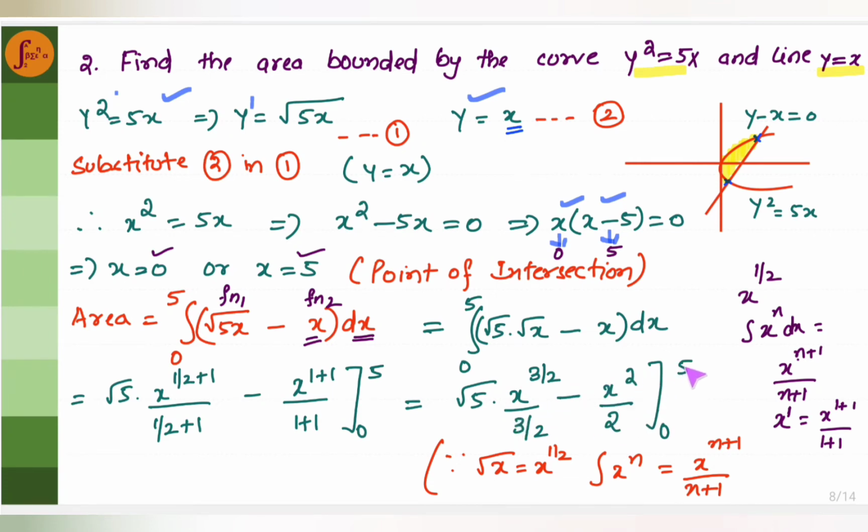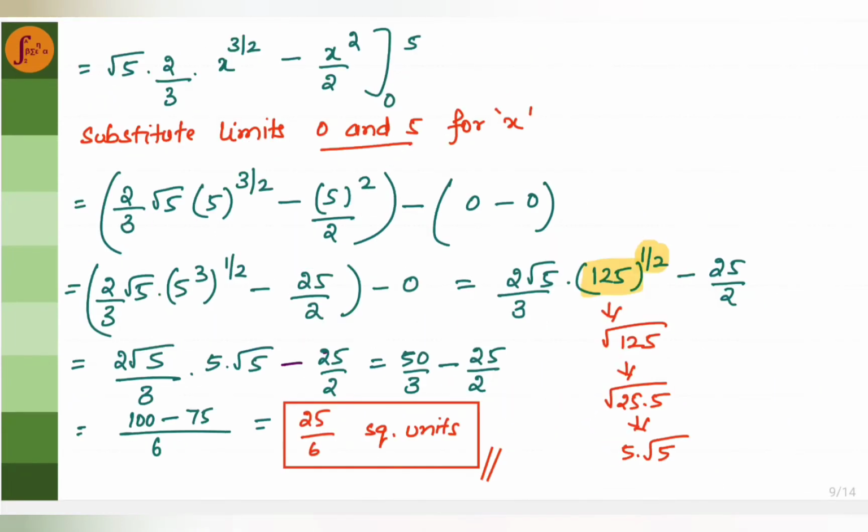Now next we'll have to apply the limit. That is the lower limit and the upper limit. First we'll take the upper limit, then subtract it with the lower limit. So now we'll take 5 for the value of x and substitute. You'll get it like this. Now remember one thing. Again we got 5 to the power 3 by 2. Now how do we resolve this?